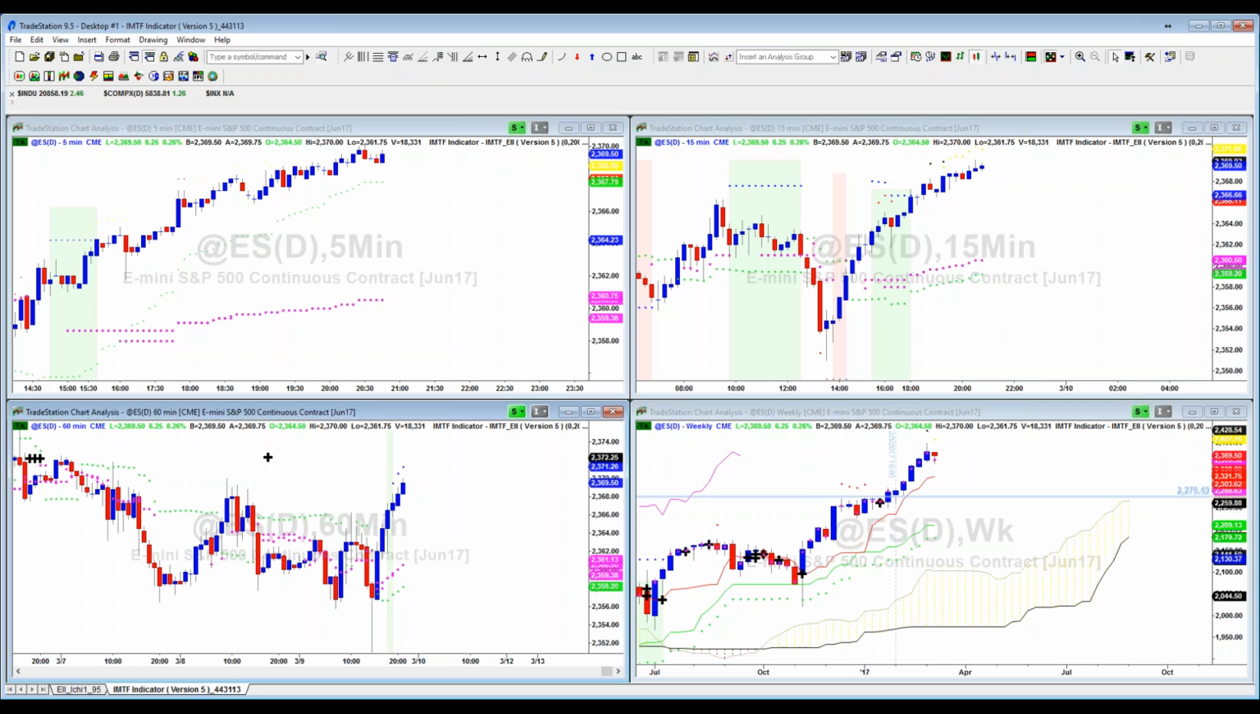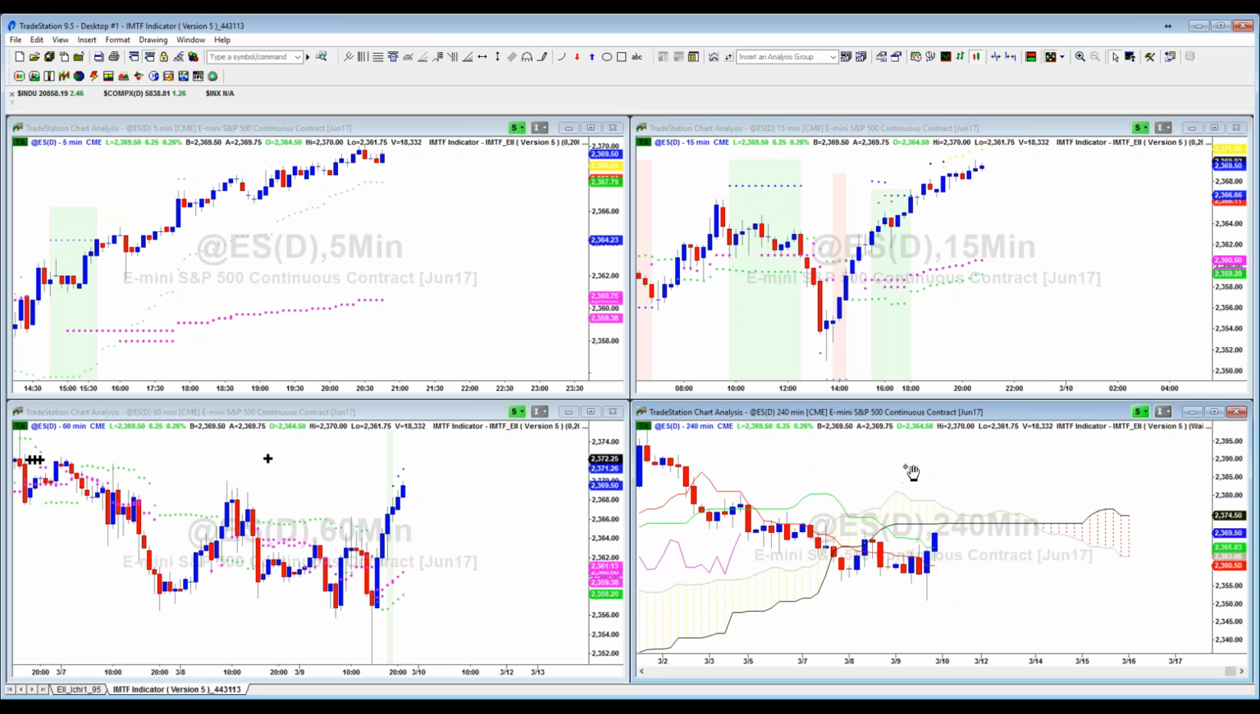Okay, 240. Now this is not going to show you the Ichimoku that I just put that on for display purposes right now. In here, you'll see a 5-minute, 15-minute, 60 minutes, and 240 where I already did everything for you. Okay, and let me explain why in just a moment.